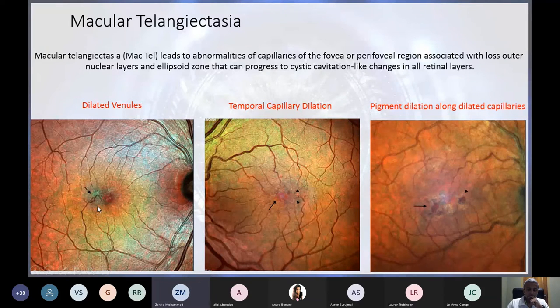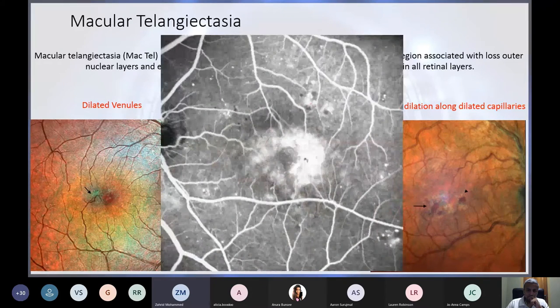So with this on the bottom left image with the black arrow, you can see what dilated venules will look like. Towards the middle here with the black arrows as well, you can see what temporal capillary dilation is. And to the far right, again with black arrows, you can see what pigment migration along dilated capillaries will appear like. So to confirm, these patients normally undergo fluorescein angiogram. And we can see the difference here. So they get hyperfluorescent regions, which are typically leaking capillaries, indicated by the black arrow.